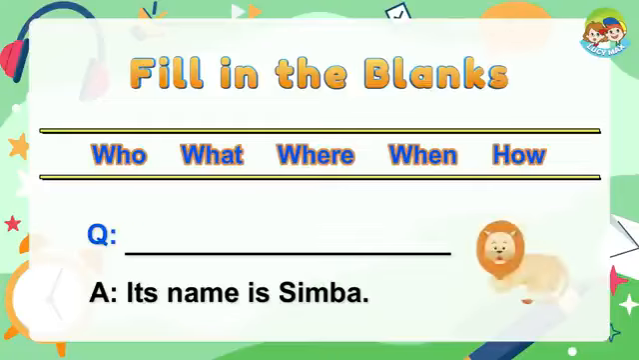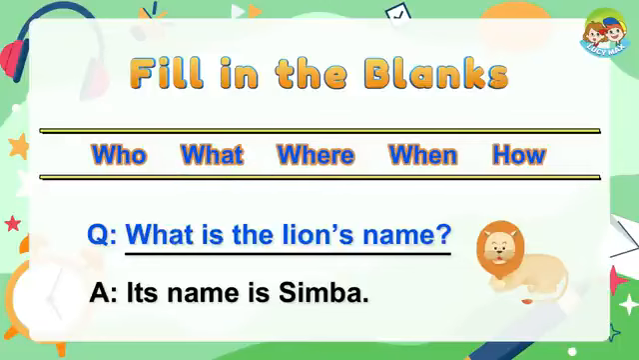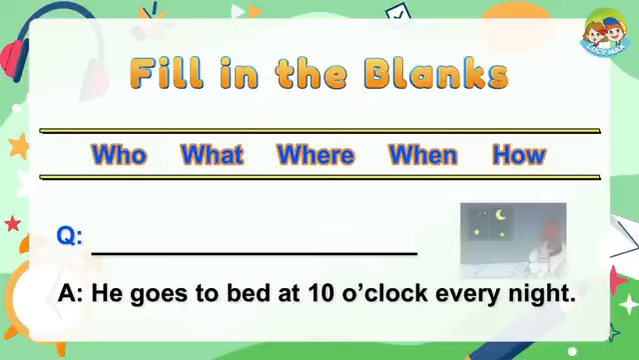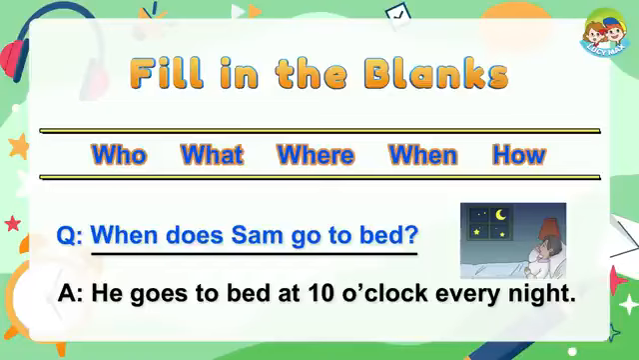The answer is its name is Simba. The name is giving information, so you use what. What is the lion's name? The answer is he goes to bed at 10 o'clock every night. 10 o'clock talks about time, so you use when. When does Sam go to bed?